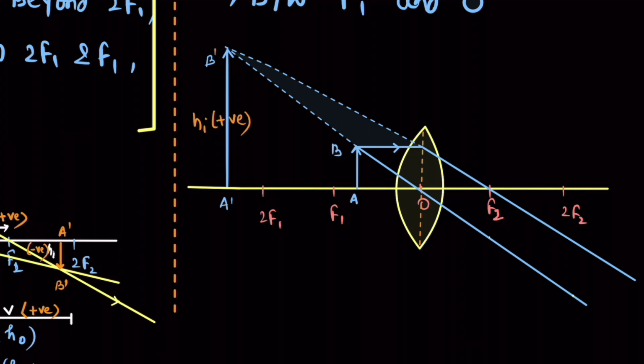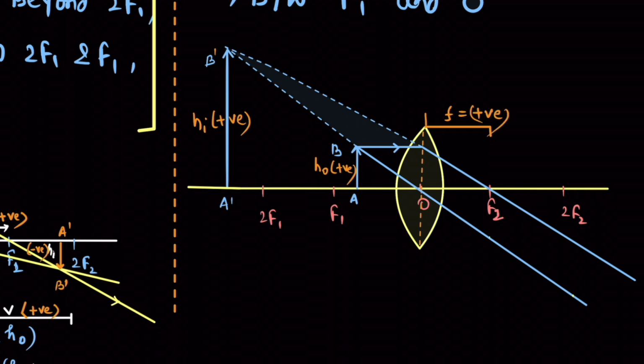AB is the height of the object, which is also considered positive. Focal length is also considered positive. U is negative and V is negative. So there is a sign convention change between the real image and the virtual image of a convex lens.